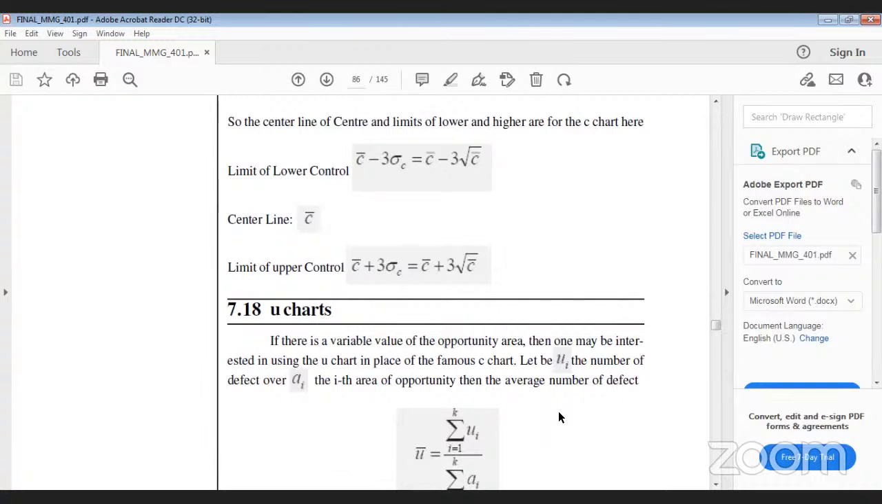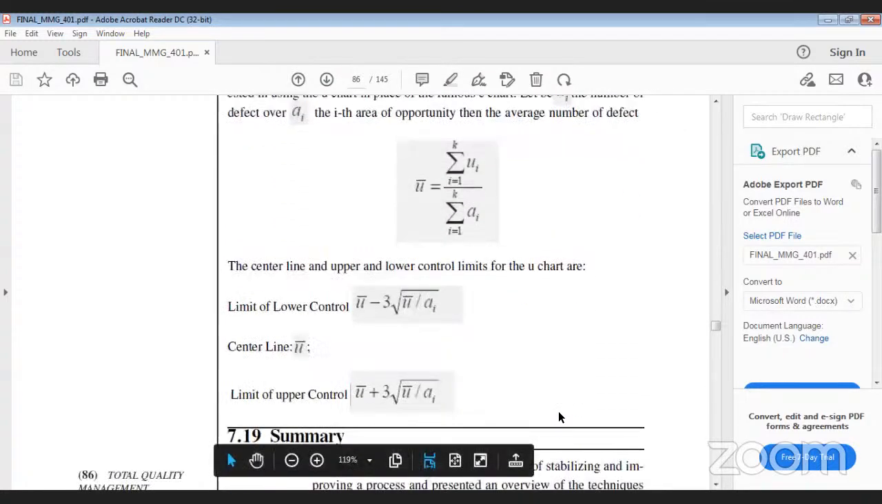Then there is the U chart. If you find there is a variable value of the opportunity area, then one may be interested in using the U chart in place of the C chart. Here U i is the number of defects per unit in the ith area of opportunity. Then there is the average number of defects, and the central line and the upper and lower control limits of the U chart. These are the points given here.